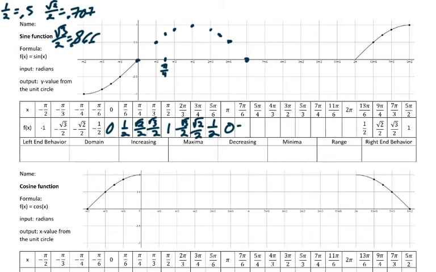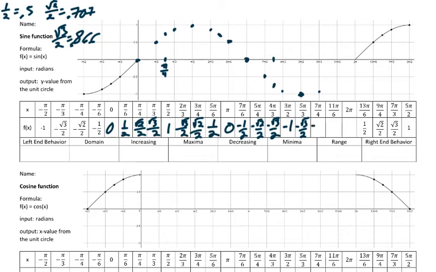Sine of 7 pi over 6 is negative 1/2. And then the sine of 5 pi over 4 is negative rad 2 over 2, right about there-ish. Negative rad 3 over 2 is going to be somewhere around there. And 3 pi over 2 is going to be negative 1, right about there. At 5 pi over 3, the sine of 5 pi over 3 is negative rad 3 over 2. Right about there.